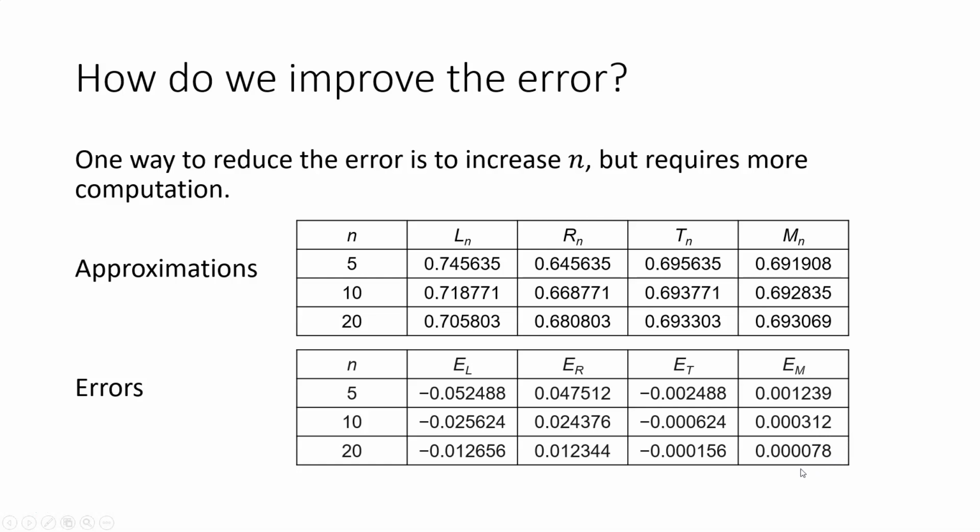So to get the most accurate approximation, using midpoint is your best bet. In fact, with just n equals 5 subintervals, our midpoint rule had a much more accurate approximation than using 20 rectangles with the left or the right endpoints. It was still more accurate to use midpoints with only 5 rectangles. So in a way, that's going to save you a lot of computational energy.